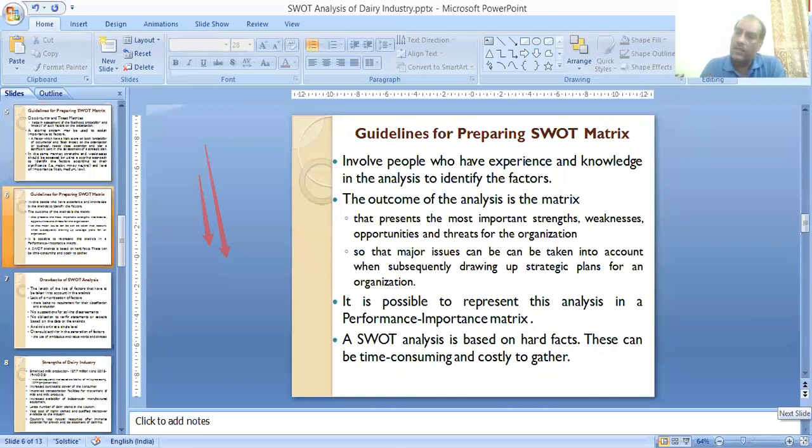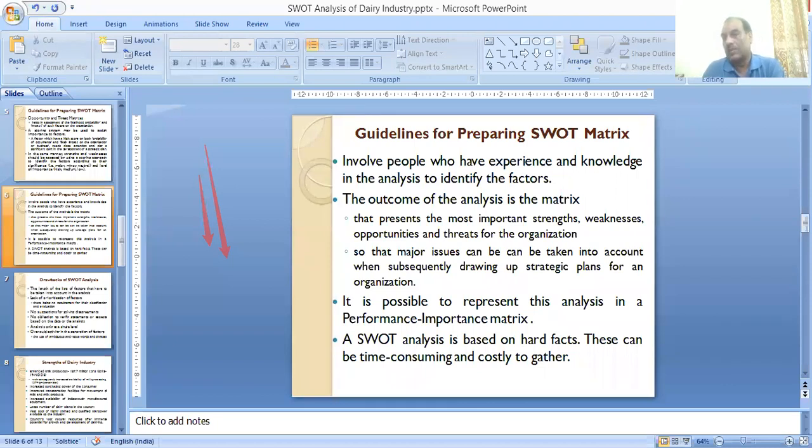Then when we go for a SWOT analysis, preparing a SWOT matrix, we need certain information. And to elicit information, we should involve people who have experience and knowledge in the analysis to identify the factors. So we should involve people who have sufficient knowledge, who are experienced, who can give us input, who can give us feedback, who have understanding, and who know what kind of consequences these factors can lead to. So based on the information obtained from them, we should go for preparing a SWOT matrix. The outcome of the analysis is the matrix.